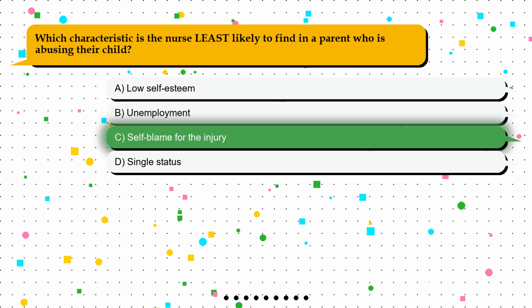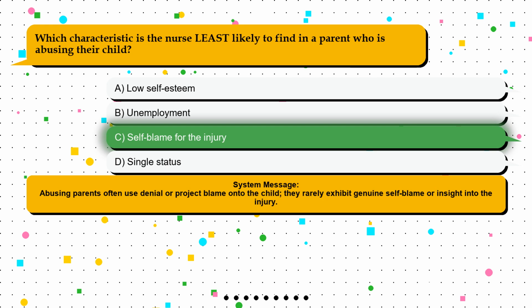The correct answer is option C. Self-blame for the injury. Abusing parents often use denial or project blame onto the child. They rarely exhibit genuine self-blame or insight into the injury.